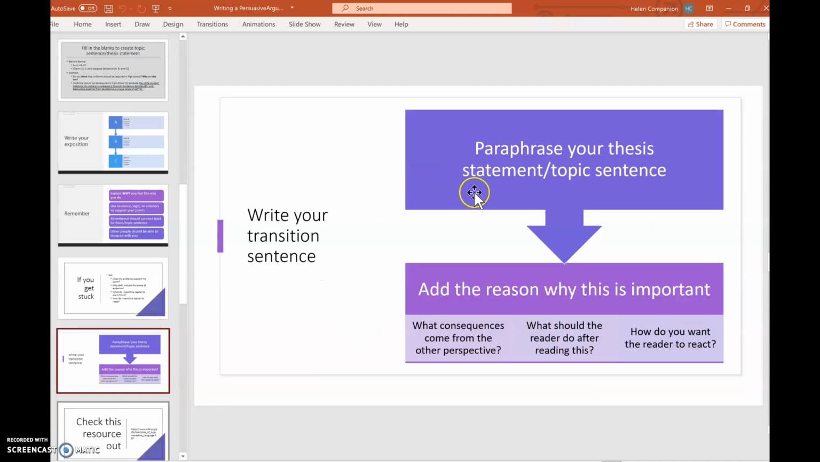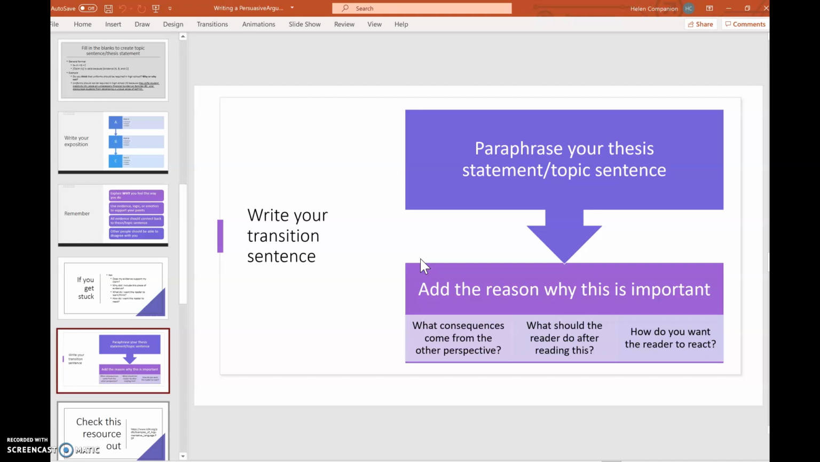And then finally, you'll write your transition sentence. You'll paraphrase your thesis statement or topic sentence, and then you'll add the reason why it's important. So what consequences come if the other perspective wins out? In the example we were talking about above, I'm saying that schools should not require school uniforms. Well, what happens if schools do require school uniforms? How might that be detrimental to students?